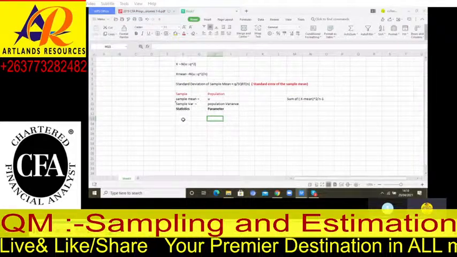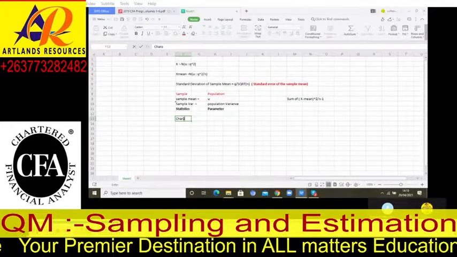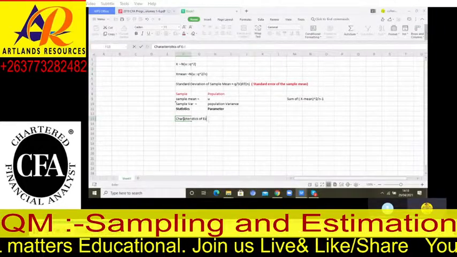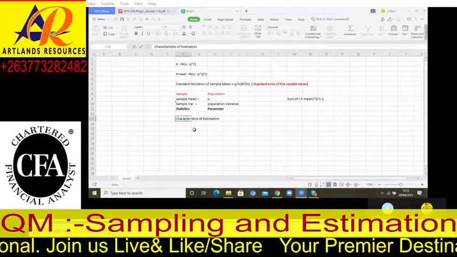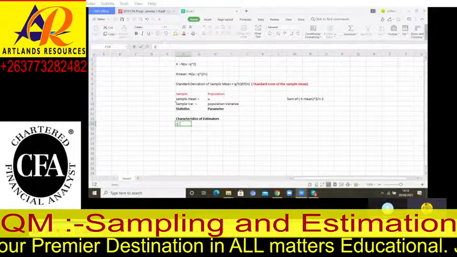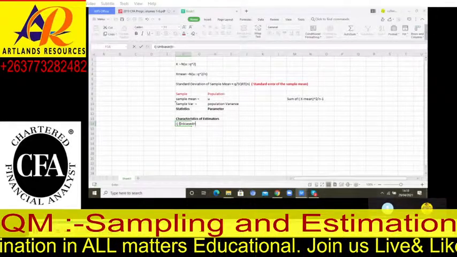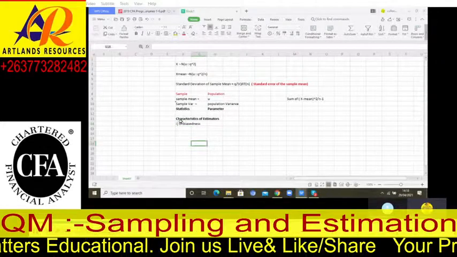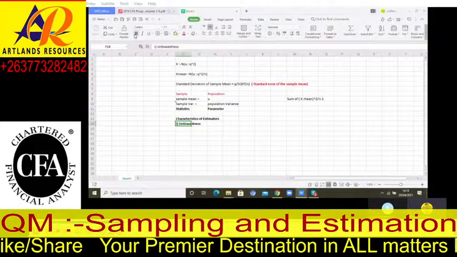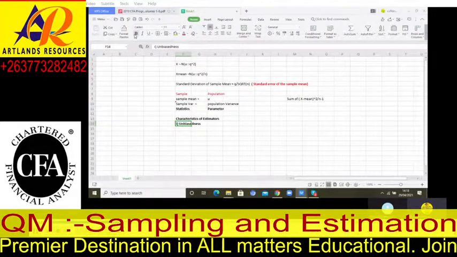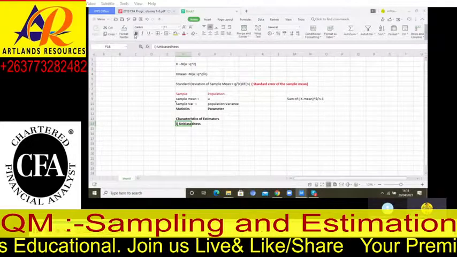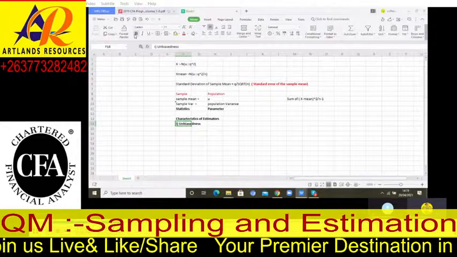There are various characteristics of estimators, but the most common one is unbiasedness. We call an estimator unbiased if its expected value equals the parameter that it is estimating. That's what unbiasedness means. If it doesn't, then it becomes biased.